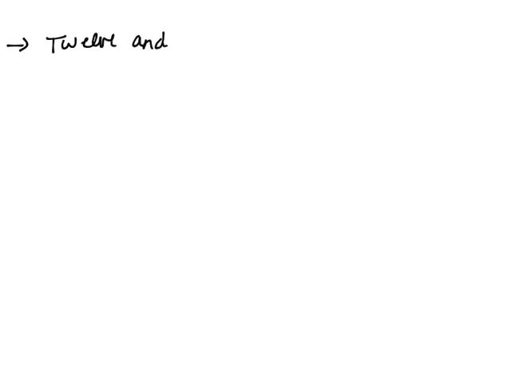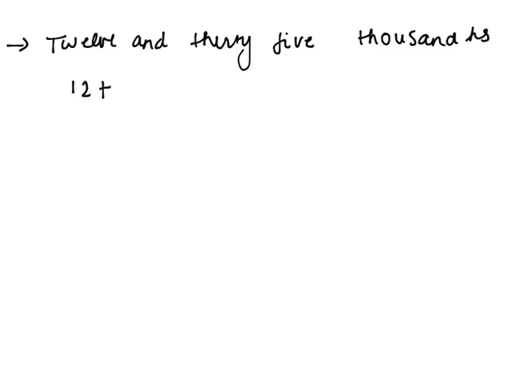Next, it can be given in the number name form like 12 and 35 thousandths. So it means we have to convert it into the decimal form. So how will we write it? 12 plus 35 thousandths. It means 35 by 1000. We have to divide by 1000 because we have thousandths over here. So it can be written as 12 plus 35 by 1000.